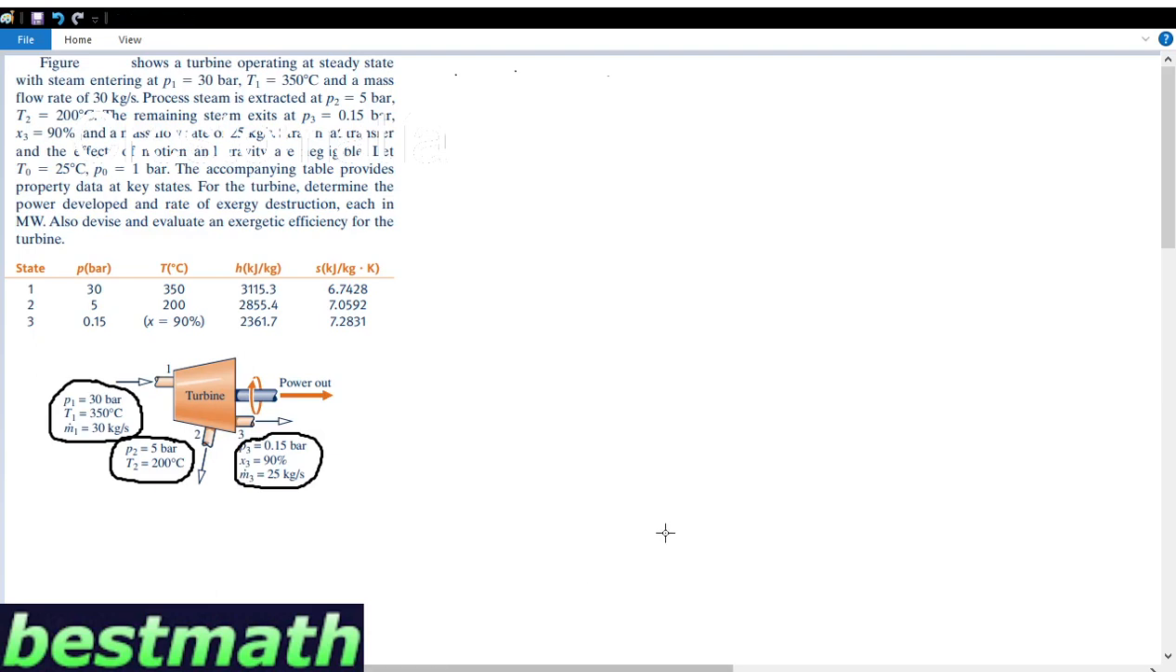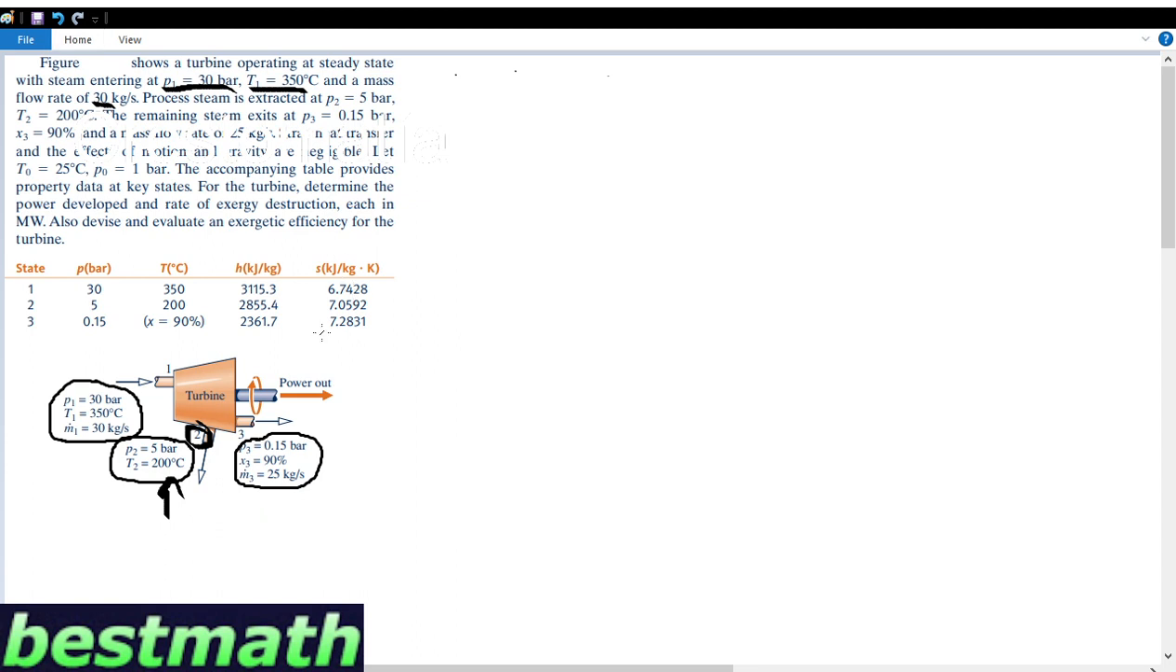In this video, we will solve a problem related to exergy destruction. The problem states as follows. Figure shows a turbine operating at steady state with steam entering at P1 equals 30 bars, T1 equals 350 degrees Celsius, and a mass flow rate of 30 kilograms per second. Process steam is extracted at P2 equals 5 bars, T2 equals 200 degrees Celsius.